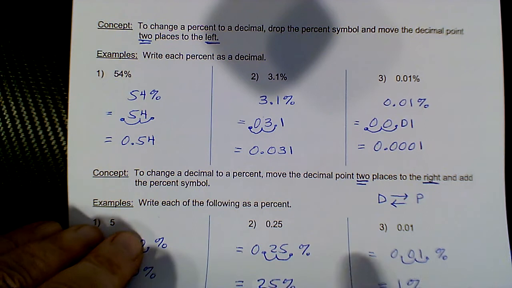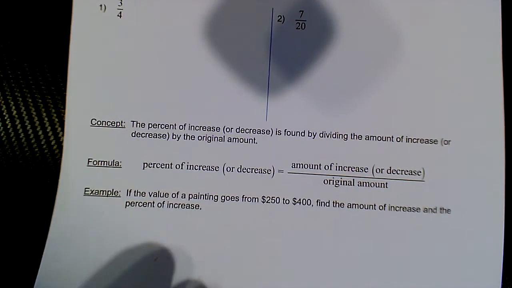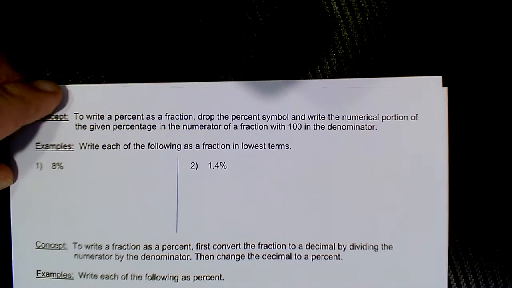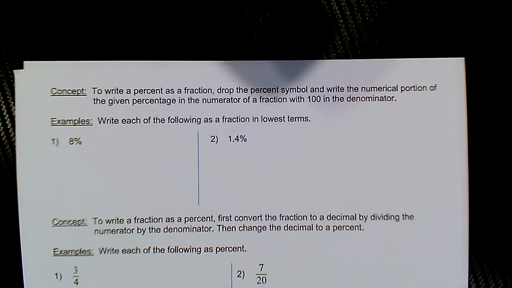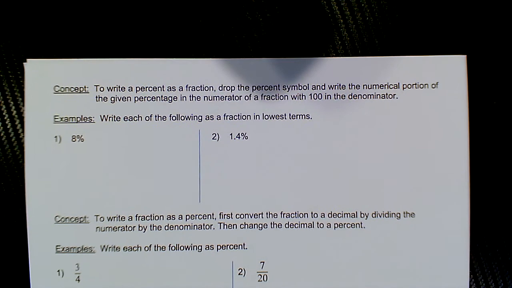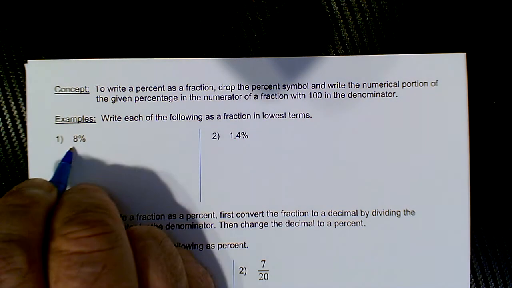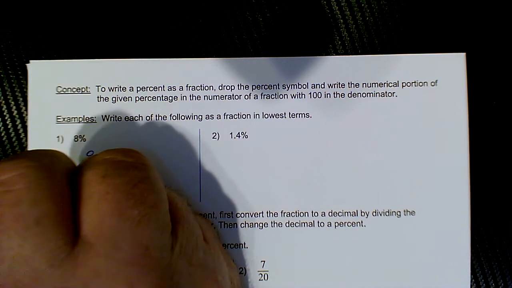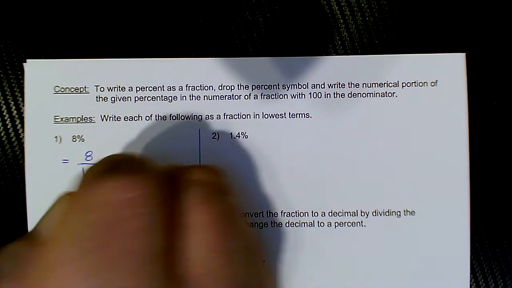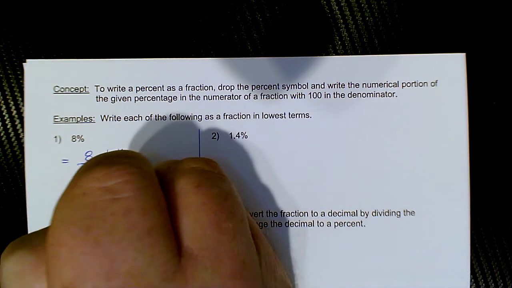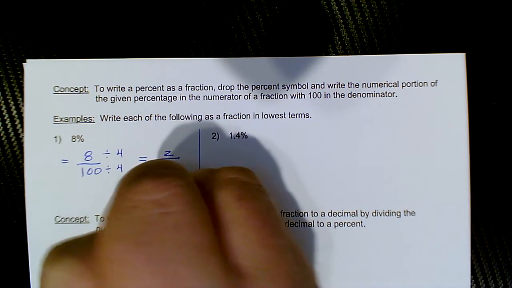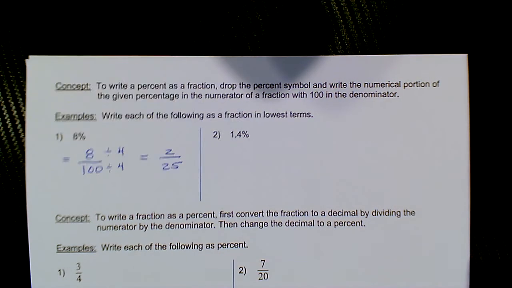All right, moving on. On the next page, we're going to look at the next concept, which is to write a percent as a fraction. We basically did that in our first example. We just wrote it over 100, the numerical portion of the percentage. So 8% can be written as 8 over 100. And reducing it to lowest terms, use your calculator if you like. I'm going to recognize that 4 is the greatest common factor, and we get 2 over 25 in reduced form.